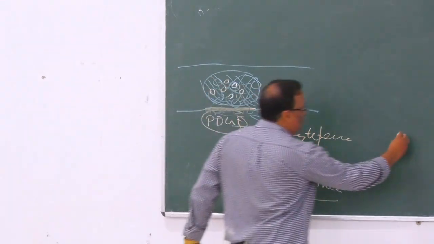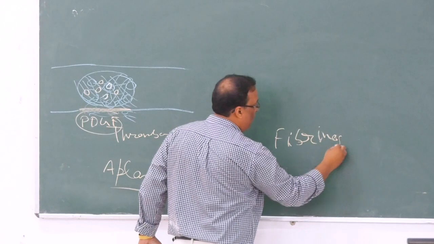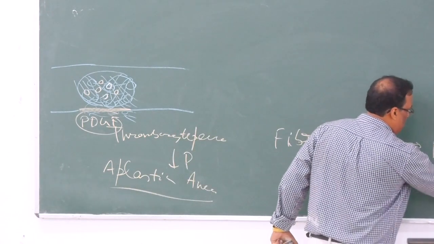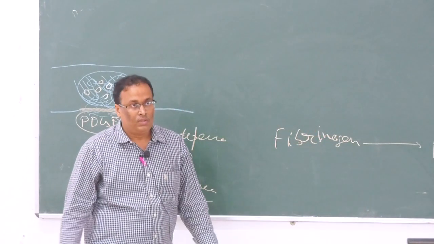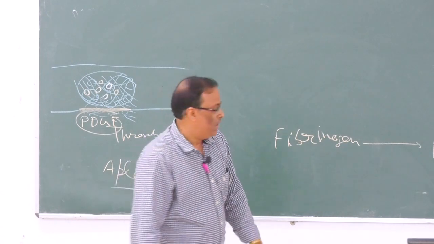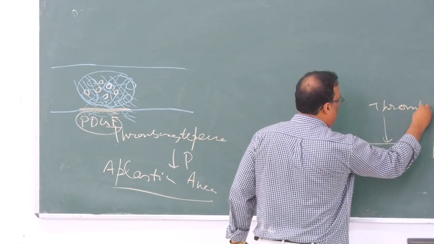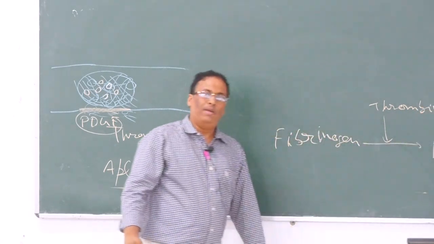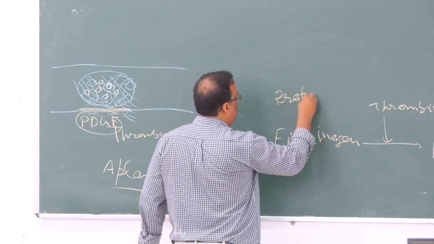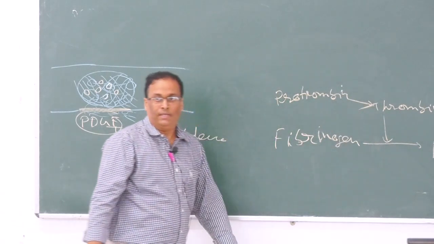No? So আমি কি বললাম? ফিব্রিনোজেন থেকে আমার ফিব্রিন তৈরি হবে। এইটুকু। বাট এটা কি এমনি হয়ে যাবে? নো। কে স্টিমুলেট করবে? থ্রম্বিন। থ্রম্বিন কি এমনি হয়ে গেছে? নো। প্রথম বিন থেকে থ্রম্বিন, রাইট?